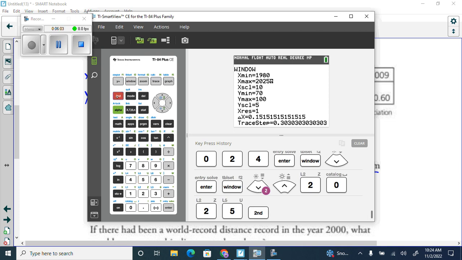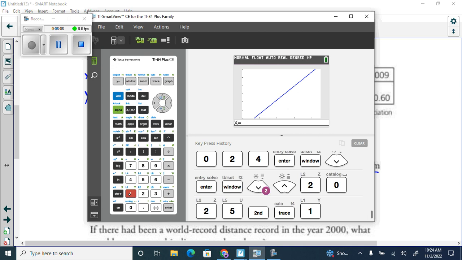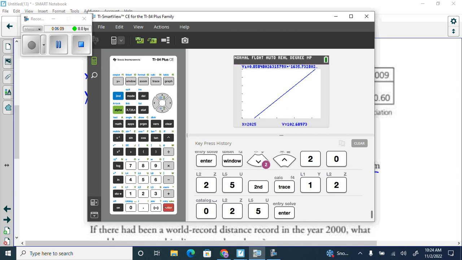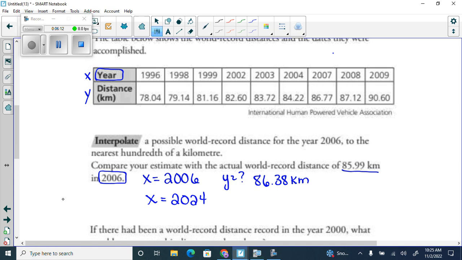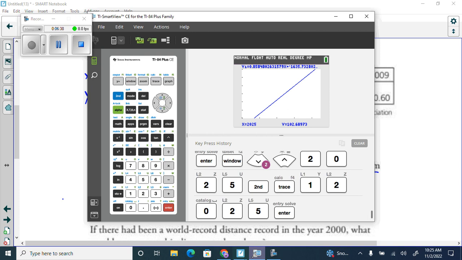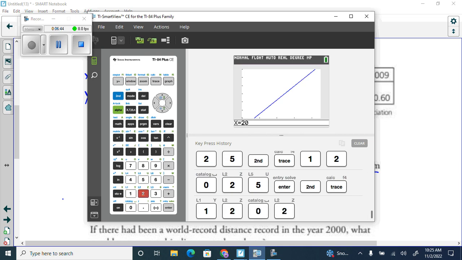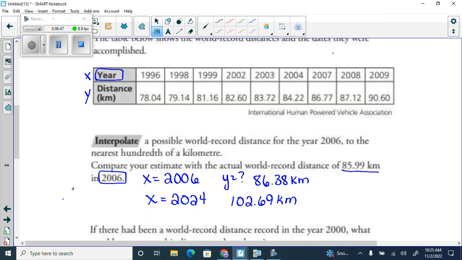And then I go second, trace, value, 2025, and I get 102.69 kilometers. I asked for 2024. That's not bad. So if I get an X, I plug it into the value and get out a Y. I put in 2025, silly Billy, and got 101.83.